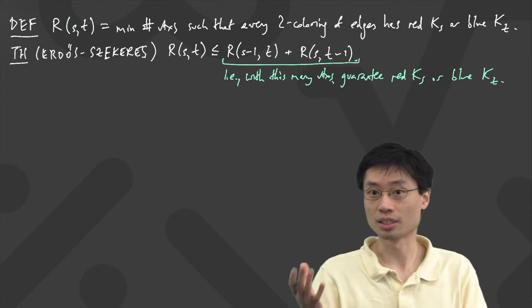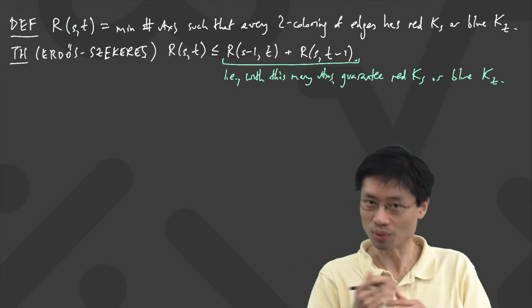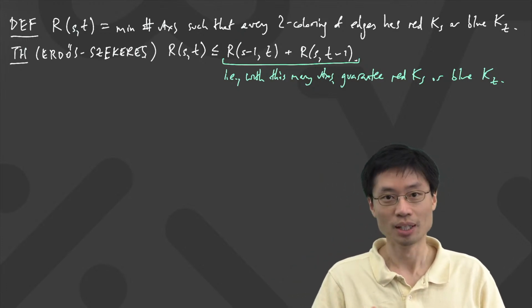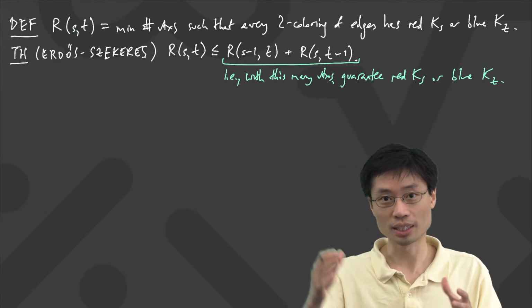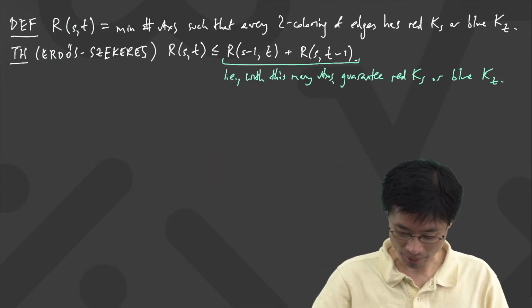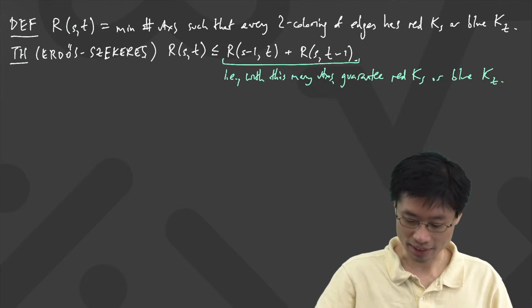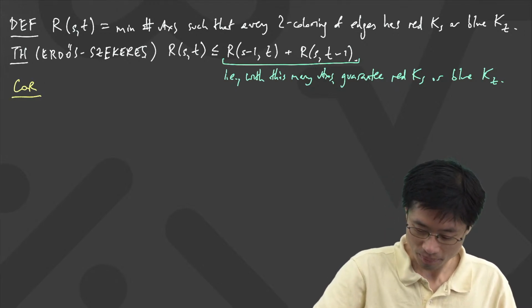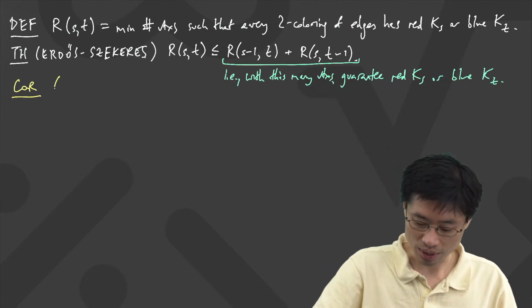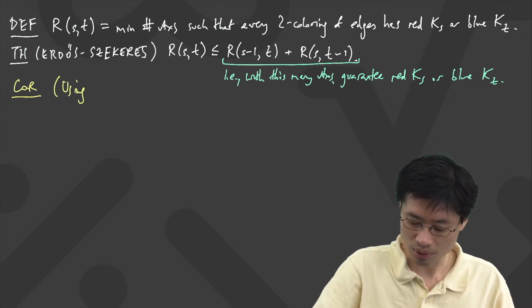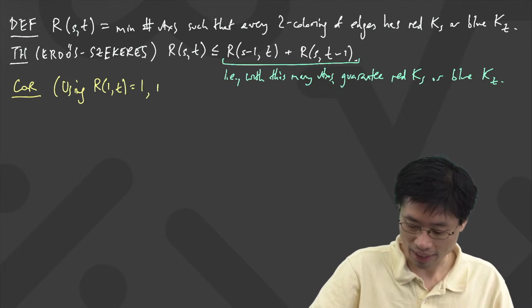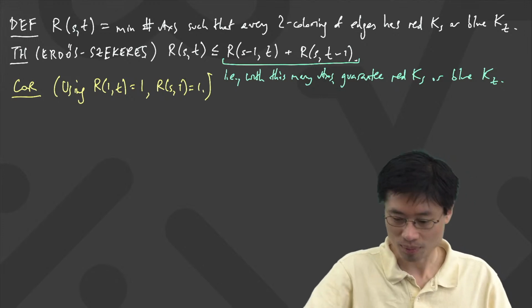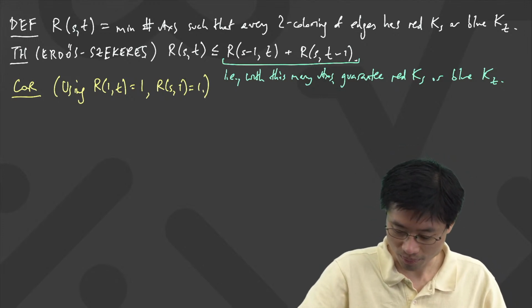Now, we wanted to turn this into a bound. And something which I showed really quickly towards the end of last time was, hey, you can use this with induction to get a nice bound. So what we did last time is that, as a corollary, we also used R(1,T) equal to 1 and R(S,1) equal to 1. We used those two last time.